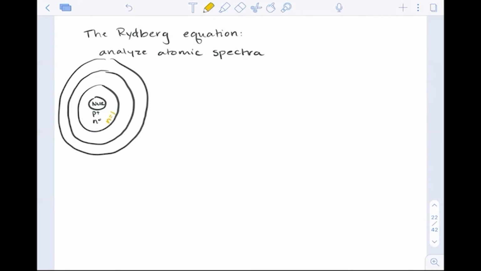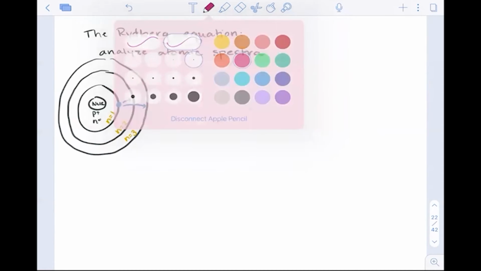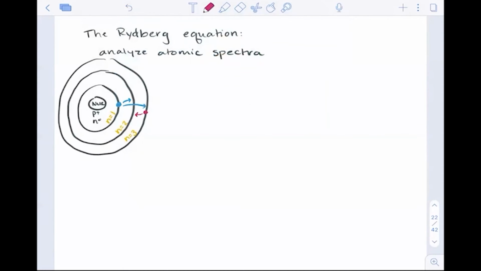We'll call these n equals 1, n equals 2, n equals 3. And wherever an electron resides, it can shoot up to an excited state by absorbing energy, or it can relax back down and emit energy in any way, shape, or form. It can jump from any orbit based on whether it absorbs or emits energy. Now, the ground state will always be a lower energy orbital, a smaller number.